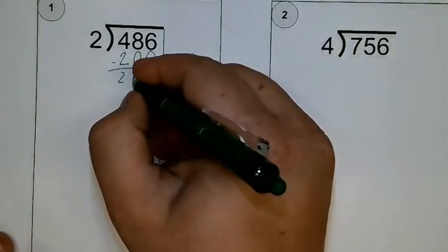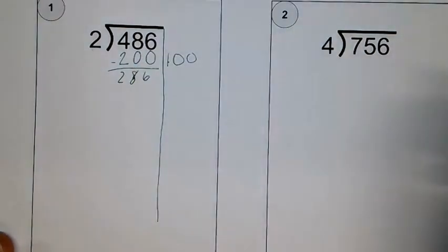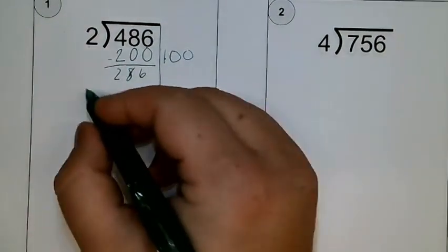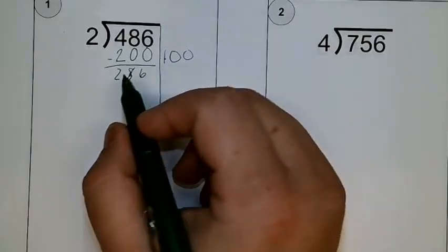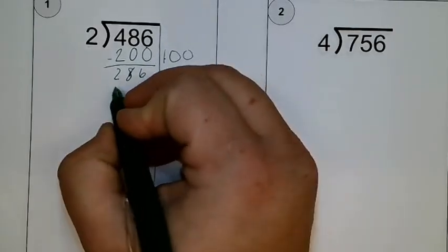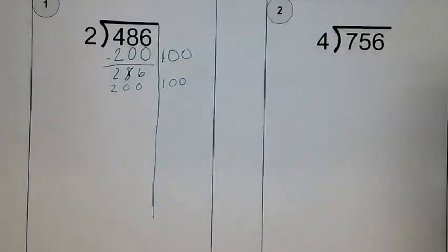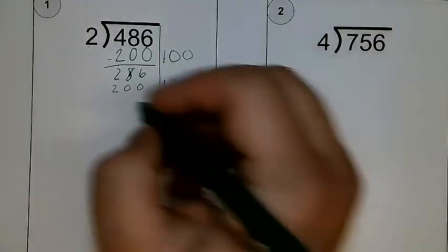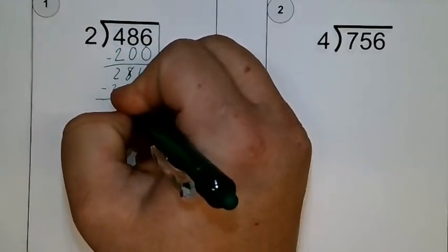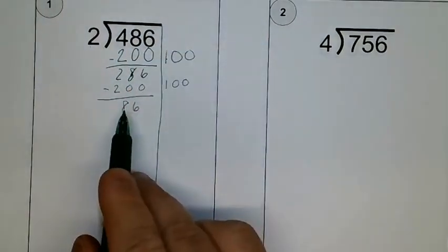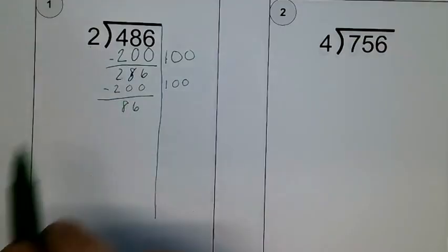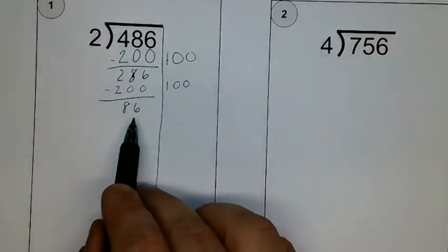All right, so now I have 286. All right, well, again, I could do another 100 because I've got a 2 in the hundreds place here, right? So 2 times 1 is 2. I have 2 zeros, and so those go over there also. All right, so I can subtract this, and boom, just like that, I am down to 86 because 2 minus 2 is 0. All right, so I've got 86 left over.